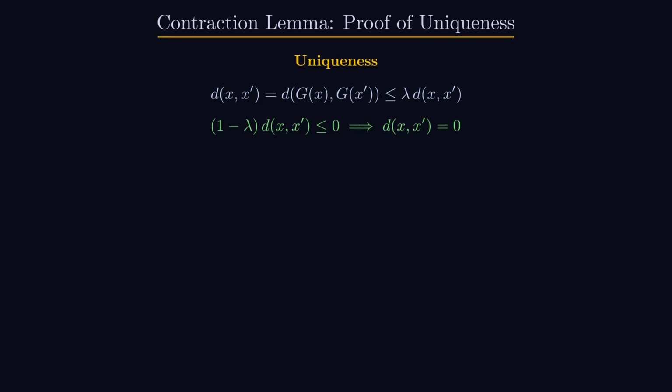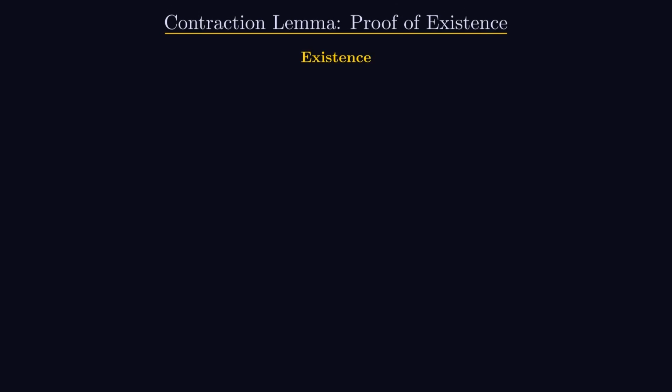Uniqueness follows. For existence, fix any point x0 in X and define the sequence x sub n inductively by x sub n plus 1 equals g of x sub n. Applying the contraction bound once gives d of x sub 1 and x sub 2 is at most lambda times d of x0 and x1. By induction, the distance between consecutive terms decays geometrically. D of x sub i and x sub i plus 1 is at most lambda to the i times d of x0 and x1.